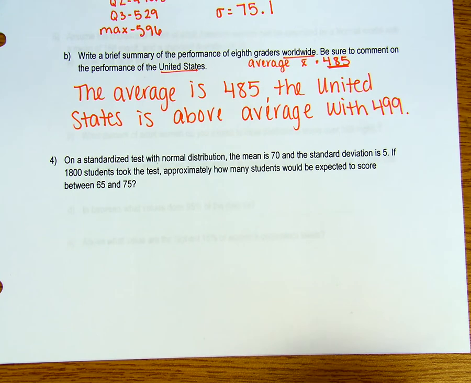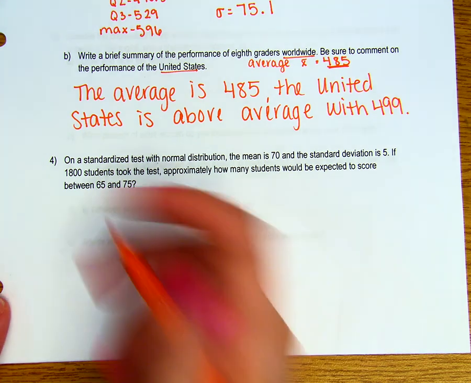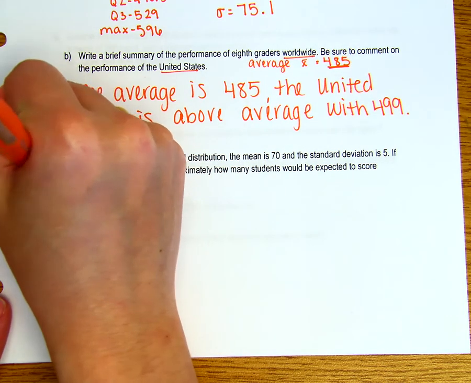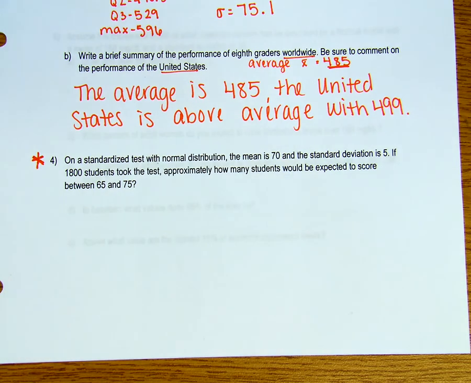Question number 4 says, on a standardized test with a normal distribution, the mean is 70 and the standard deviation is 5. If 1,800 students took the test, approximately how many students would be expected to score between 65 and 75? This is the question that when we were going through our notes that day, I told you to put a star around because I told you it was definitely going to be on your quiz, okay, or test.